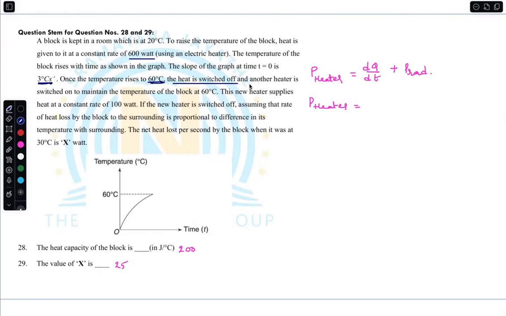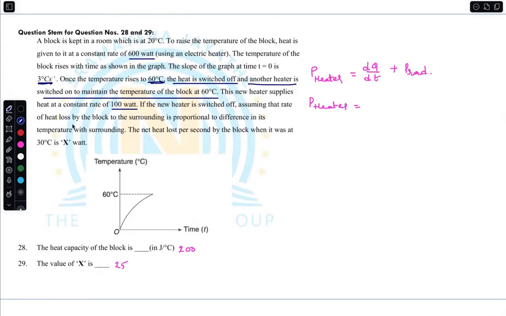Heater is switched off. And then another heater is switched on to maintain the temperature of the block at 60 degrees centigrade. This new heater supplies heat at a constant rate of 100 watt. Right. If the new heater is switched off, assuming that the rate of heat loss by the block to the surrounding is proportional to difference in its temperature with surroundings, the net heat... this is a lengthy question, but the solution is simple. Let me study the question and let me post the answer.